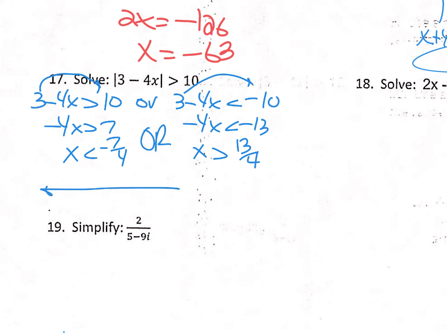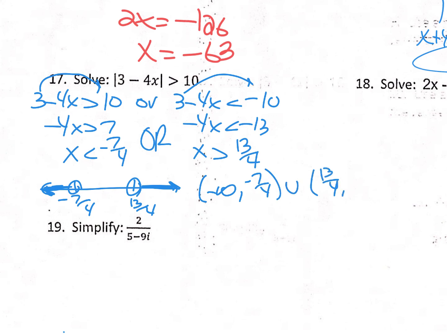My number line will look like this. I'm going negative 7/4 here, 13/4 here, empty circle, going this way and that way. For your interval notation, look at what you shaded. You shaded from negative infinity to negative 7/4, and you also shaded 13/4 to positive infinity. Again, those are all parentheses because the circles are empty.